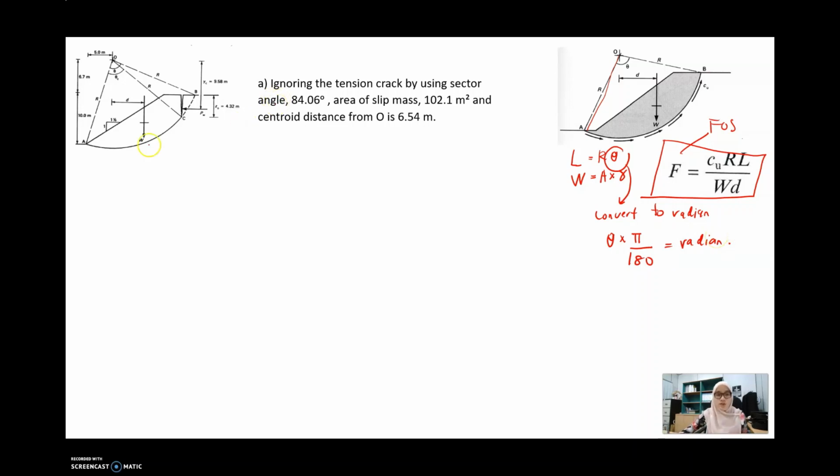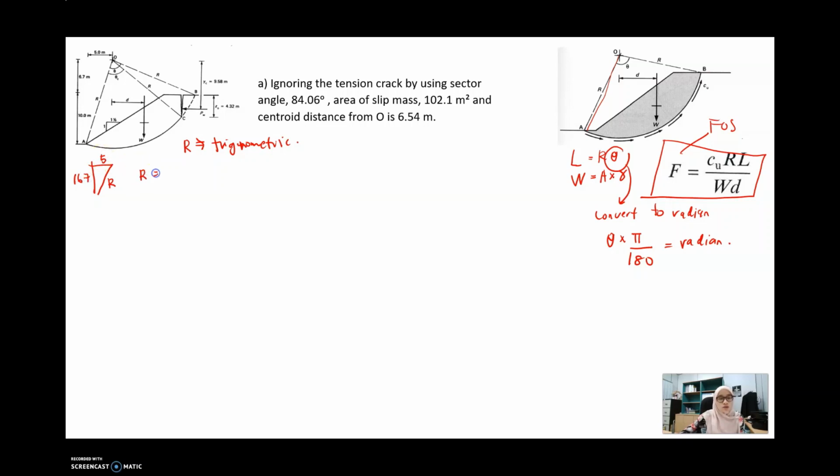Okay, let's go. How to solve this one? How to determine the R? Since we don't have the R value here, you can determine the R value by using trigonometric concept or trigonometric theory. Where you get here, there is your R, and then this one is 5 meter.